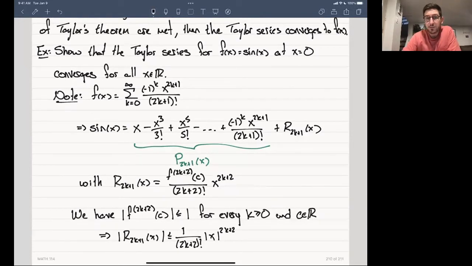And if you want to, you can go back and do the same thing for cosine as well. Why? Because the cosine remainders are just written in terms of derivatives of cosine, and derivatives of cosine are sines and cosines again, up to pluses or minuses. And so again, it's between -1 and 1. So this is fascinating, right? Let's just summarize what we've seen so far. The Taylor series of e to the x, sine of x, and cosine of x converge for every single x in R.